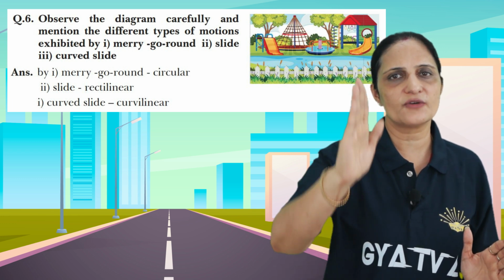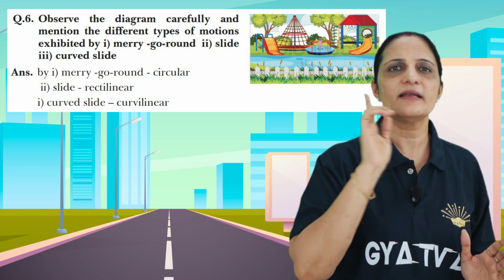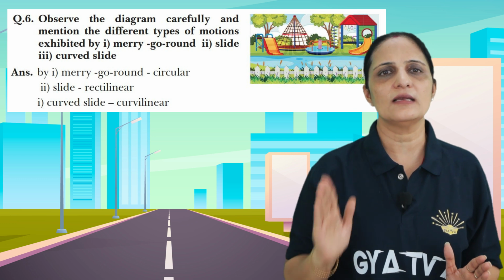लीनियर का मतलब होता है स्ट्रेट लाइन, तो रेक्टिलिनियर मीन्स मोशन इन अ स्ट्रेट लाइन. कर्व्ड स्लाइड है तो इसका मतलब होगा कर्वीलीनियर.